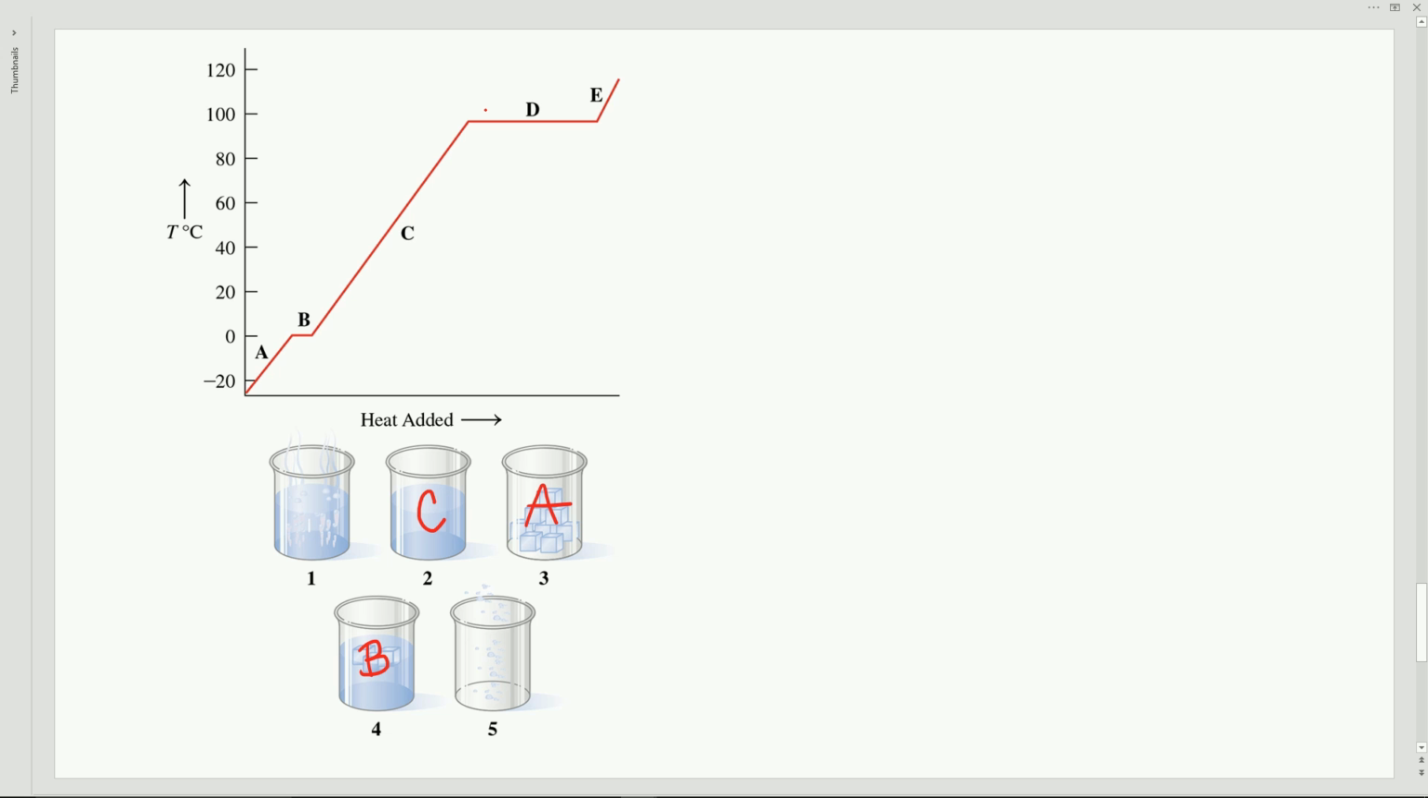Now at 100 degrees, we reach the boiling point of water. So we need to find the cup that shows water boiling. In this cup, you can see there's some gas bubbles in it. So this shows us that the water has begun boiling. So that's D. And in E, we have converted completely to a gas. So this cup contains nothing but steam. So this is our E.